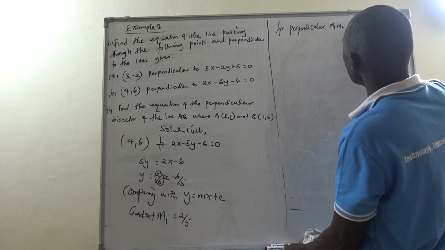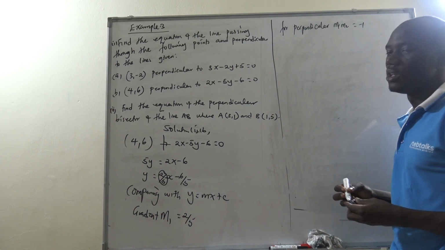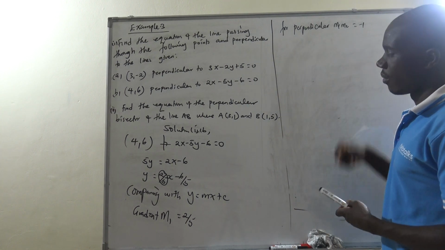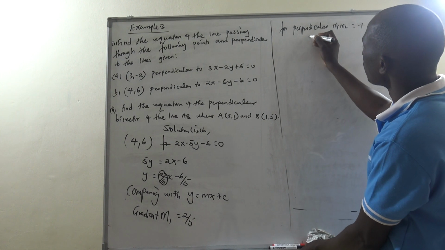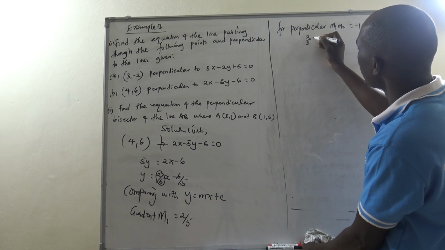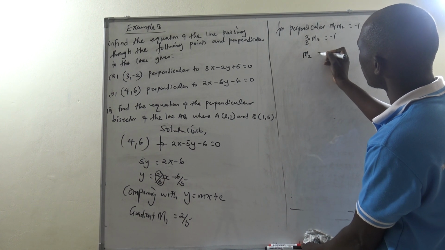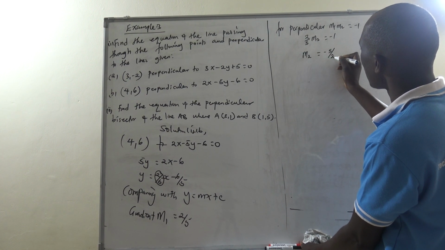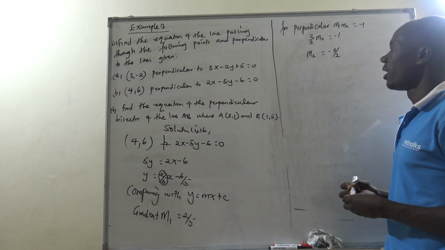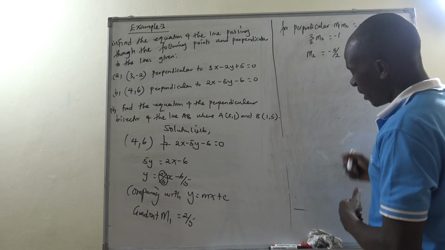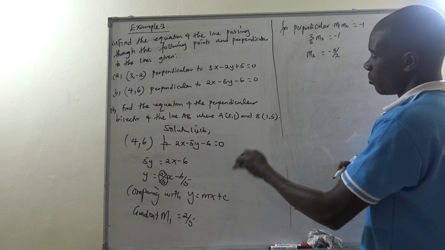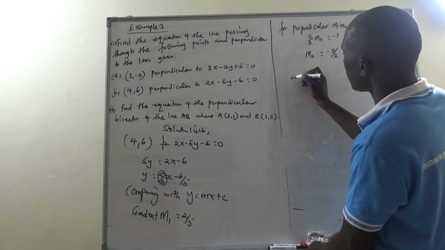Then for perpendicular lines, m1 times m2 must give us -1. Do we know our m1? Our m1 is already 2 out of 5. m2 equals -1 divided by that, so what is m2 alone? It is -5 out of 2. That is our m2. Then from there, we are going to use our point, which is (4, 6).